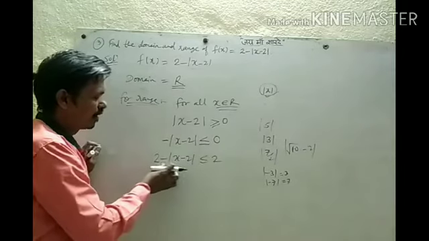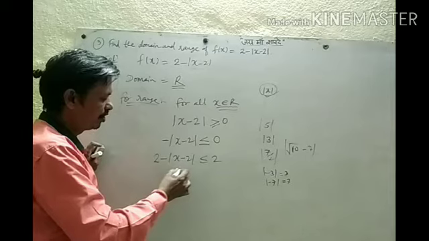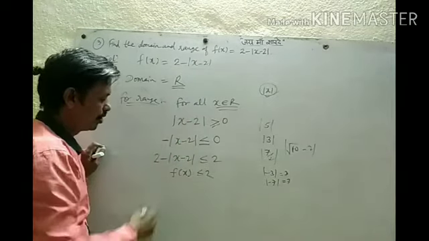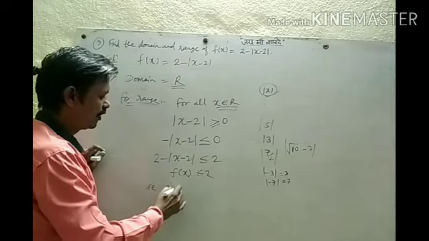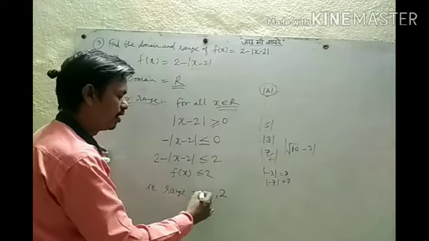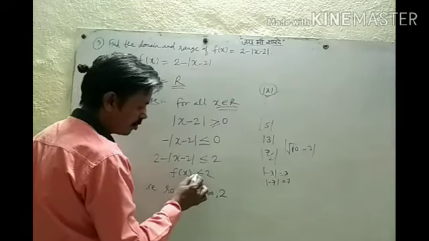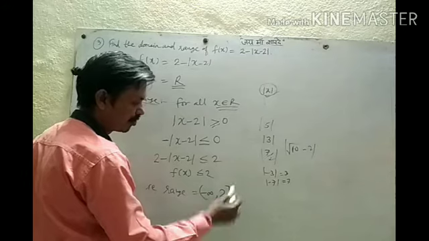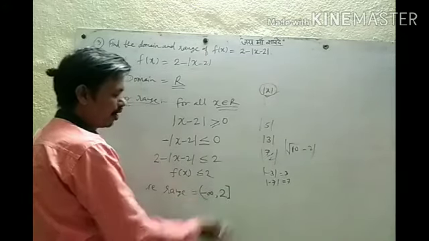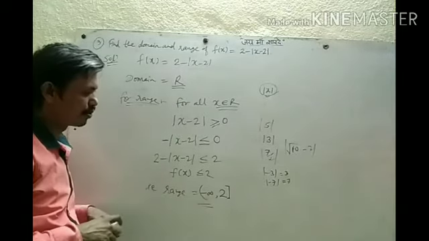Then 2 minus mod x minus 2 is less than or equal to 2. So f of x is less than or equal to 2. It means the range of f of x is 2 to the negative side, so minus infinity to 2. Here 2 is included, equal to is there, so it is a closed interval at 2. The infinite side will always be an open interval. So this is the range of the function 2 minus mod of x minus 2. Okay?